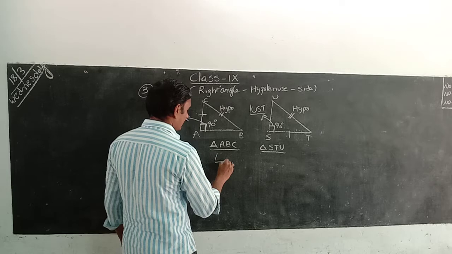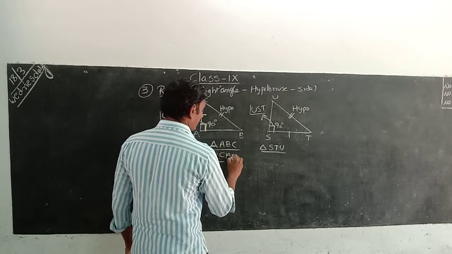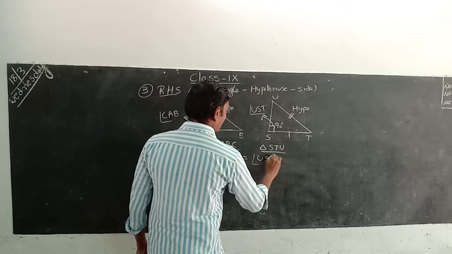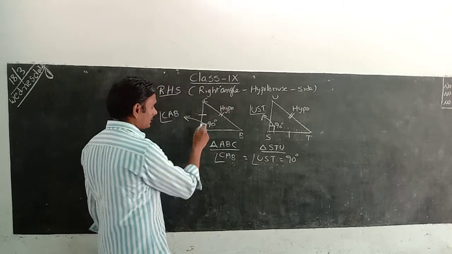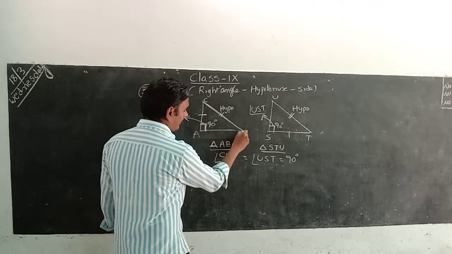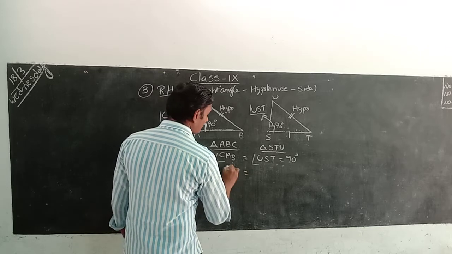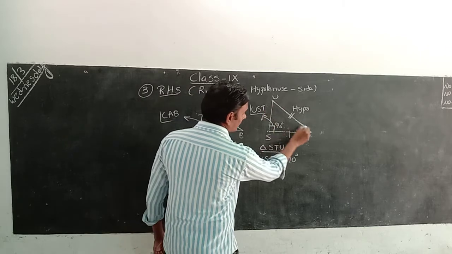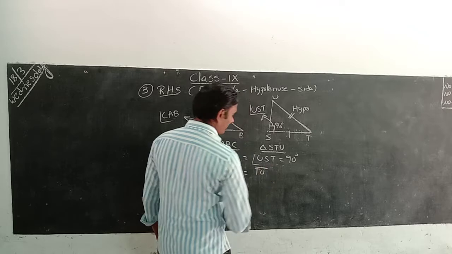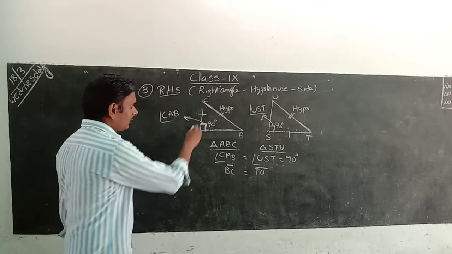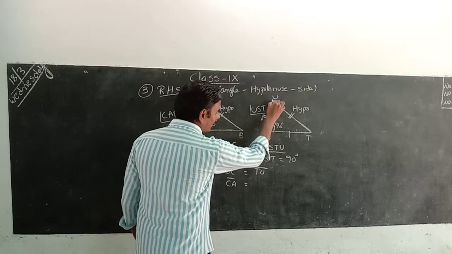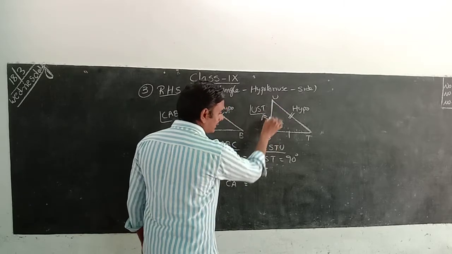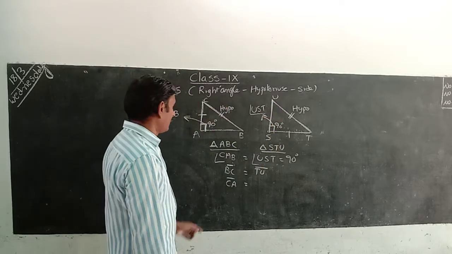Okay, now equal with right angle. CAB equal to UST equal to 90 degrees. Next, this side is equal. BC equal to TU. BC equal to TU. And CA equal to US is equal? No.